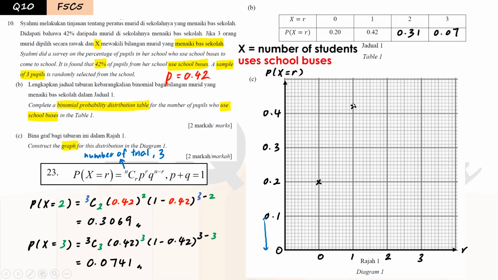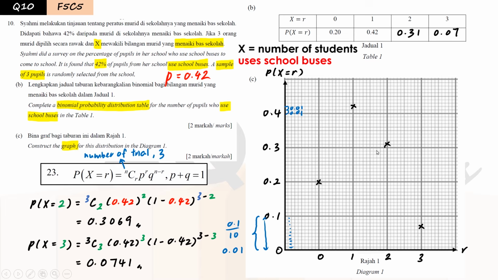So how do I know it's somewhere here? Just now, this entire big box is 0.1, right? And if we want to find the length of one small box, it's 0.1 divided by 10 small boxes here. 1, 2, 3, 4, 5, 6, 7, 8, 9, 10. So each small box will be 0.01. So if we want to find 0.42, we just add 2 times 0.01, right? So 0.4 plus these two values would be 0.42. And we can use the same technique for the other 2 points.